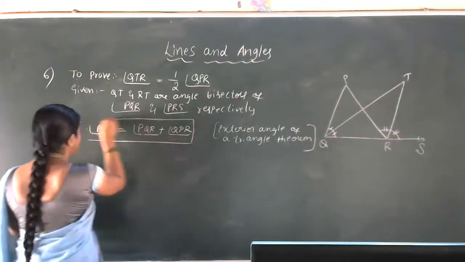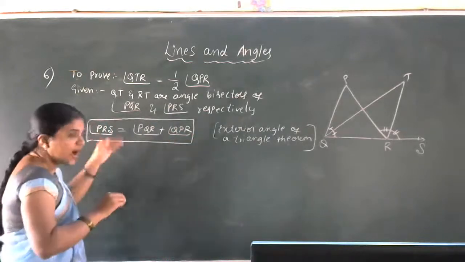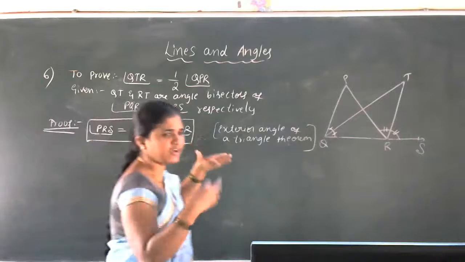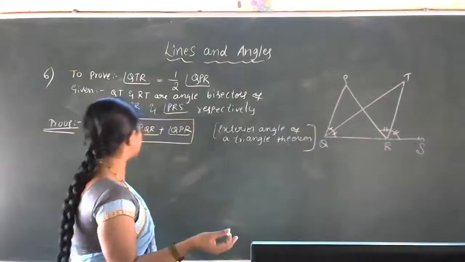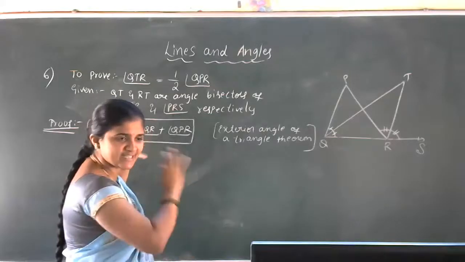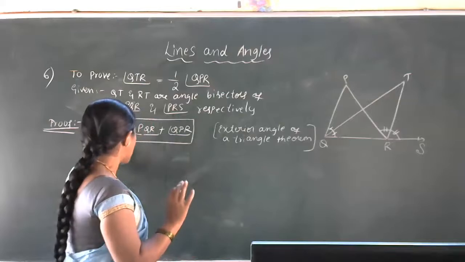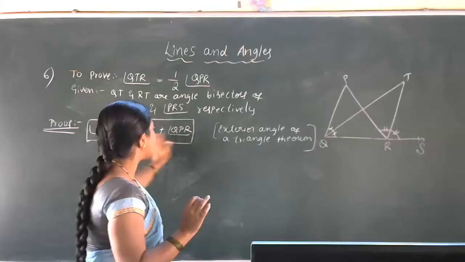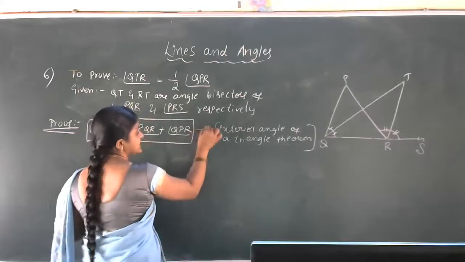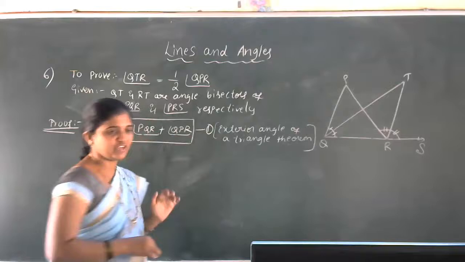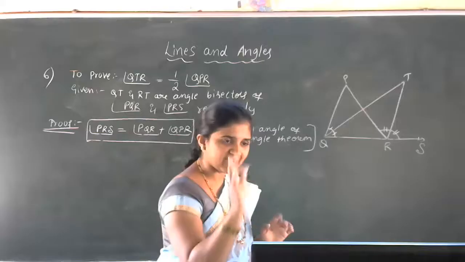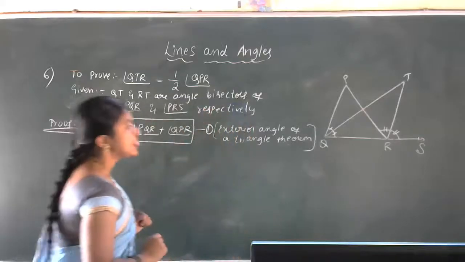I'll keep this result in the box. After the second or third step, we may use this condition. Let us keep it safely. So angle PRS is equal to angle PQR plus angle QPR. Let us call this equation number 1.